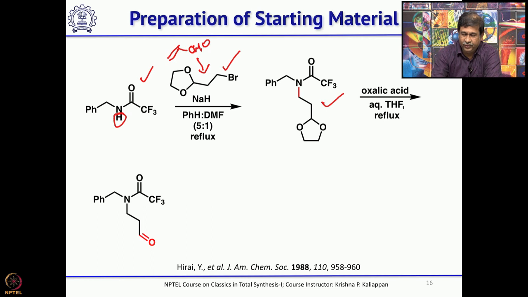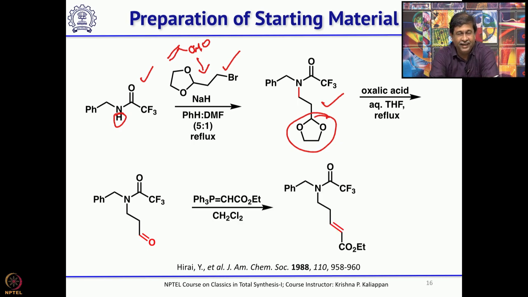Now you can deprotect or remove the acetal using oxalic acid to generate the aldehyde. Once you have the aldehyde, then you do a stabilized Wittig reaction to get the corresponding trans alpha beta unsaturated ester. So you have introduced the Michael acceptor now, you can see that the Michael acceptor has been introduced. Now what we need is to introduce the Michael donor.